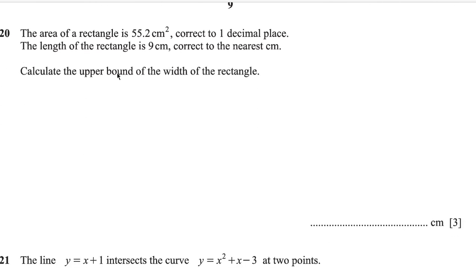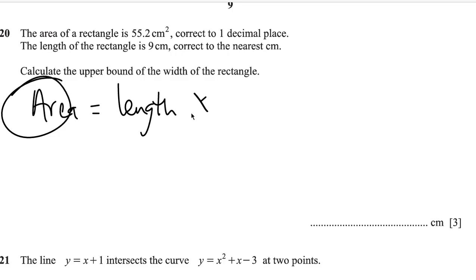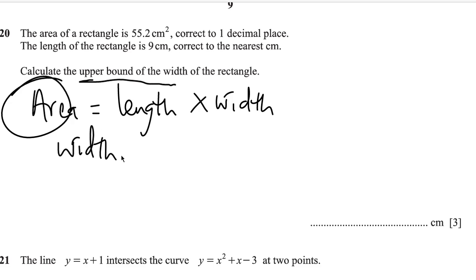The area of a rectangle is 55.2 cm squared, correct to 1 dp. The length of the rectangle is 9 cm, correct to the nearest cm. Calculate the upper bound of the width of the rectangle, right? So first of all, you have to recognize that the area of a rectangle is equal to the length multiplied by its width. So it says calculate the upper bound of the width. So the width is going to be equal to the area divided by the length.